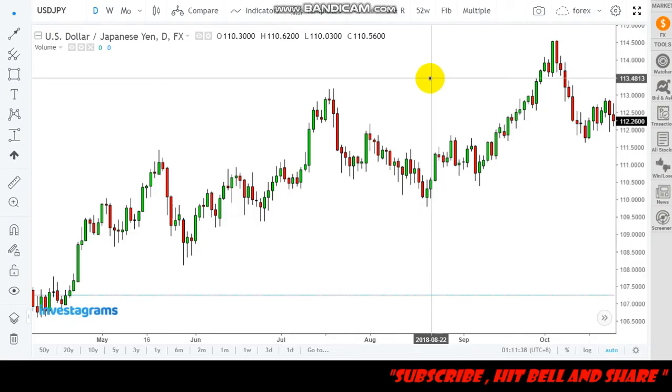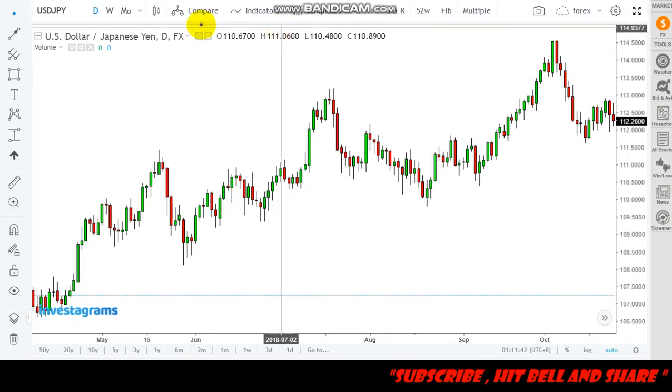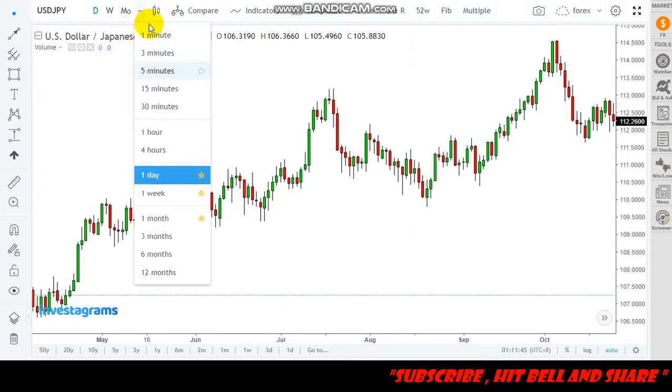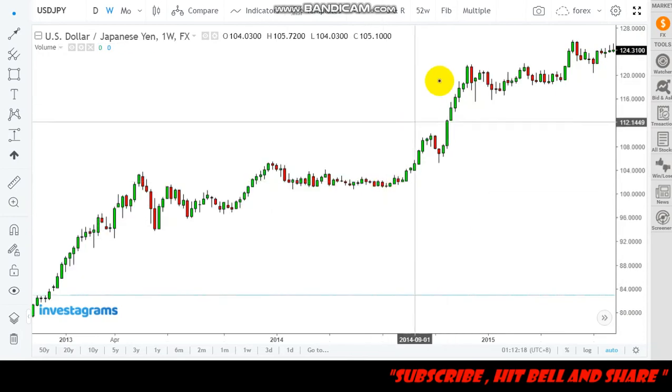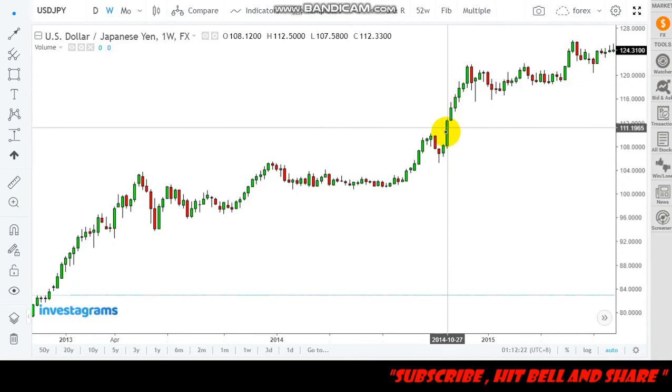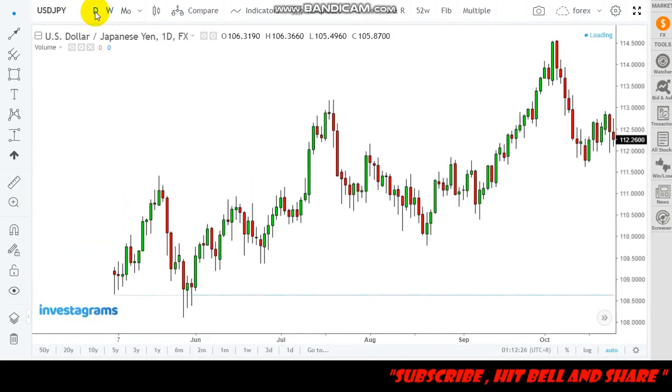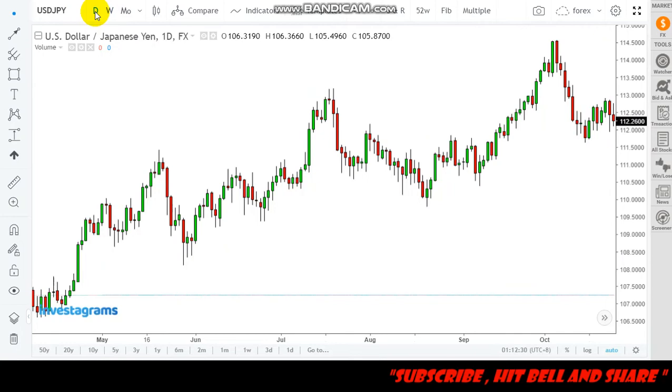Okay guys, this is the chart of dollar yen, or USD JPY. I'm going to show you the time frames. You have minutes, you have the hourly time frame, you have daily and weekly, and you have monthly. As I said, each candle represents a specific time frame. For this video, we are using a daily time frame for our trading, which means each and every candle represents one day. If we change to weekly, each candle will represent one week, or what happened in price action during a specific week. For the sake of this video, we will use a daily time frame to trade using candlestick patterns.